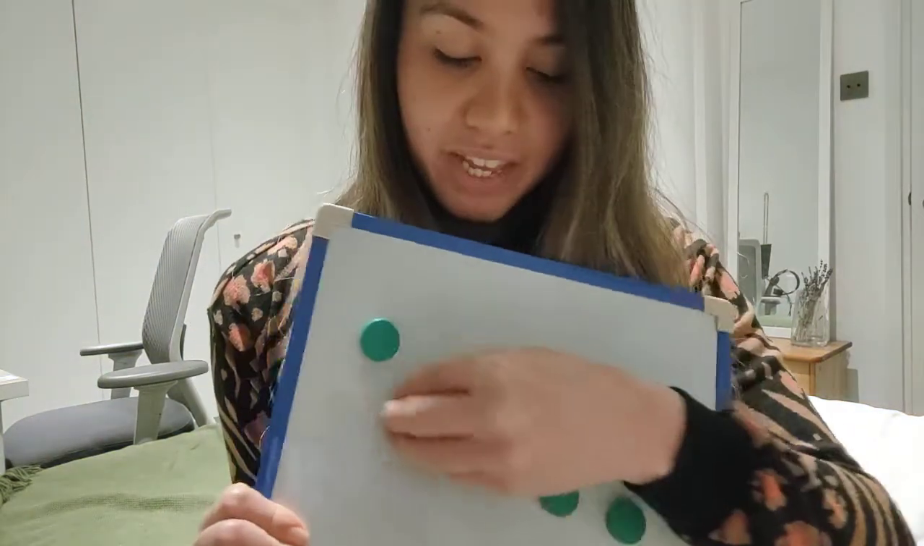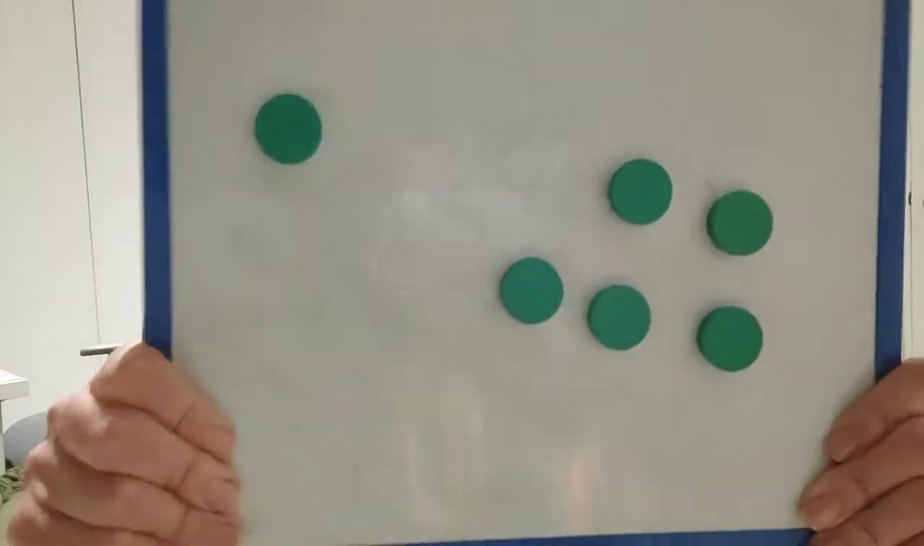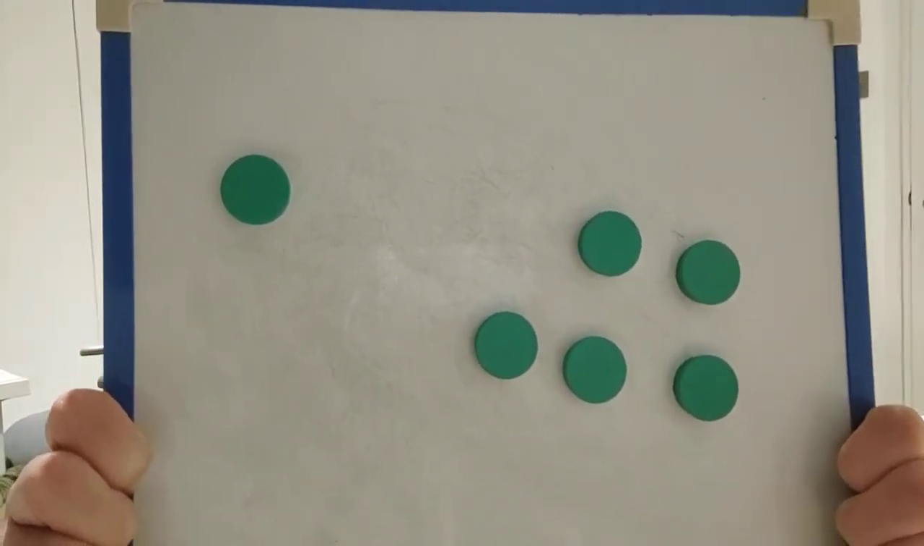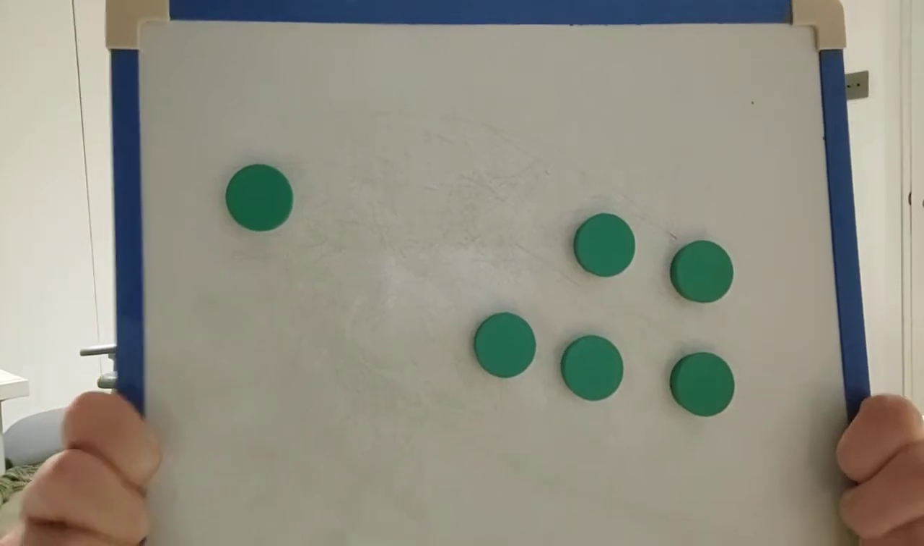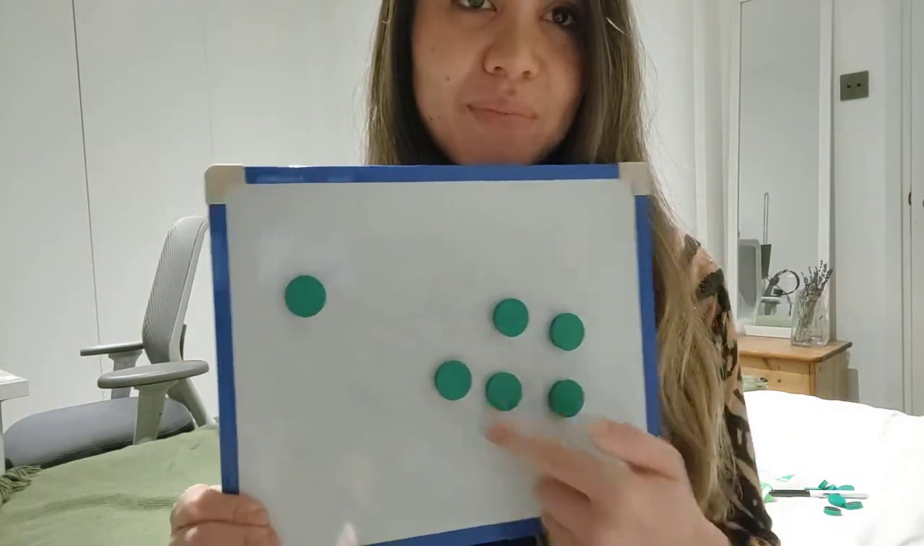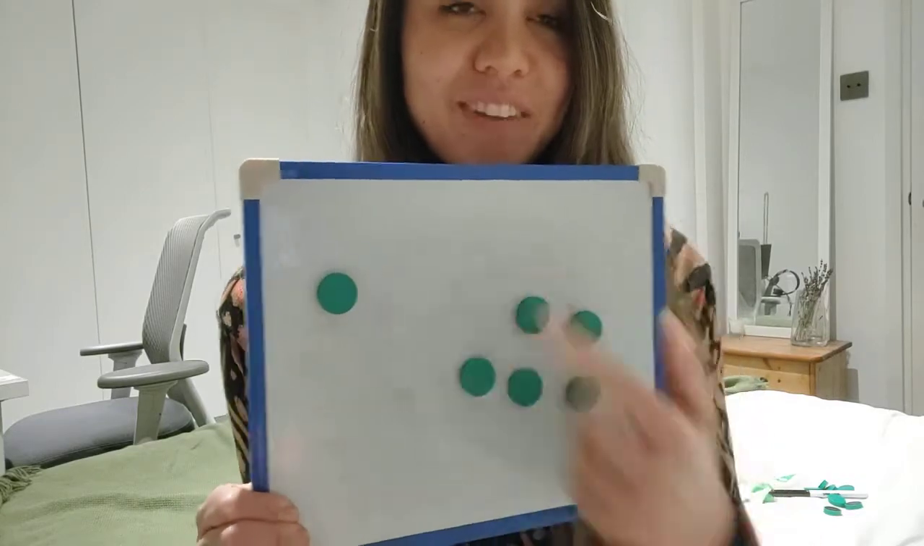Okay, what if I do this? What has changed and what has stayed the same? Is the total still 6? Yes, well done. So in 6 there is a 5 and a 1. Fantastic subitizing. Okay, we are going to stop there and move on.